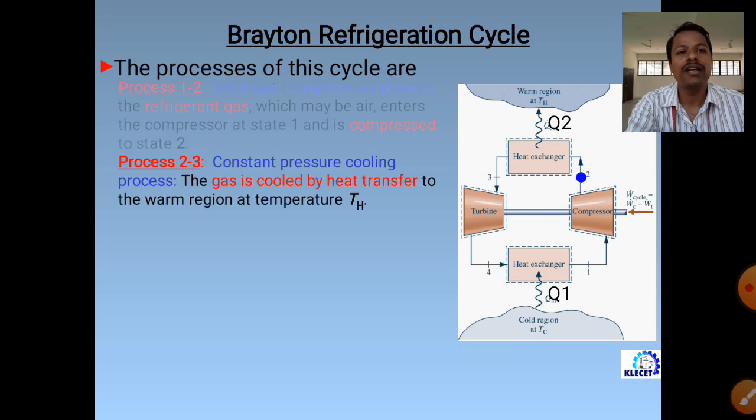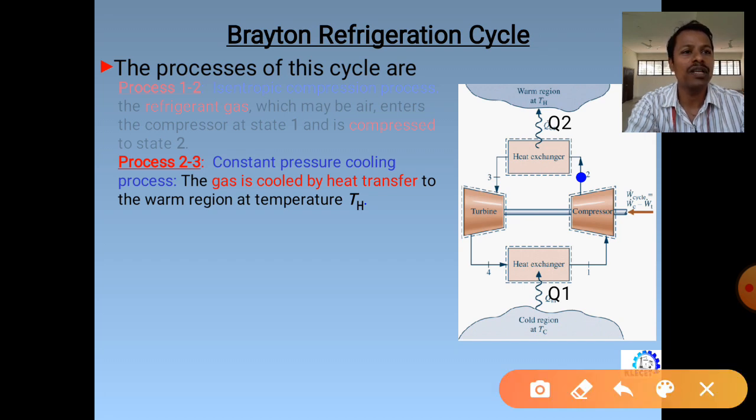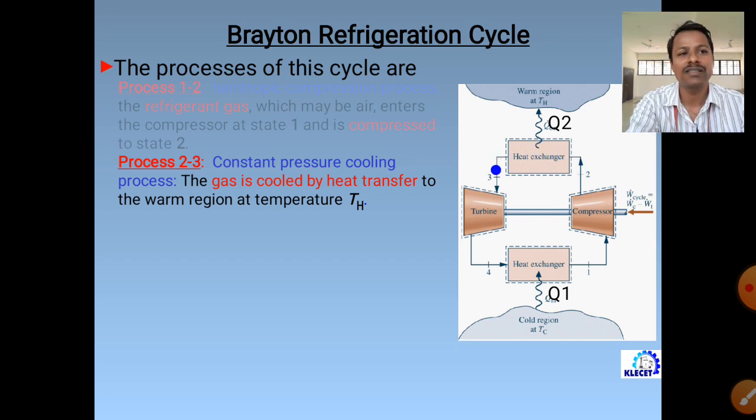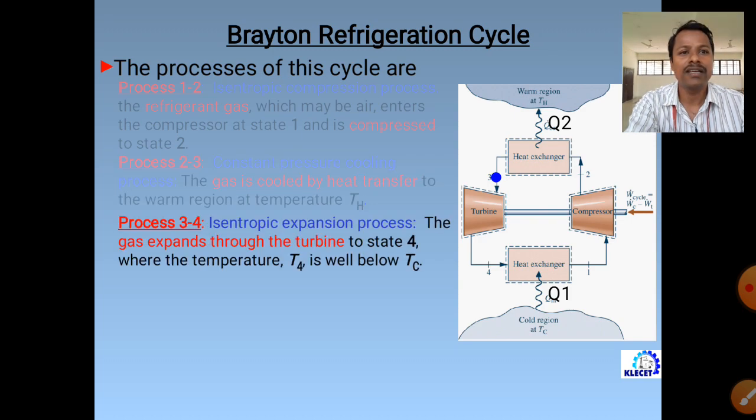Now 2 to 3 is a constant pressure cooling process. Here is 2, this is 3, and between 2 and 3 it is a cooling process. Heat is rejected, the gas is cooled by heat transfer to the warm region at temperature TH. Now let us see the animation on the screen. This is the 2 to 3 process.